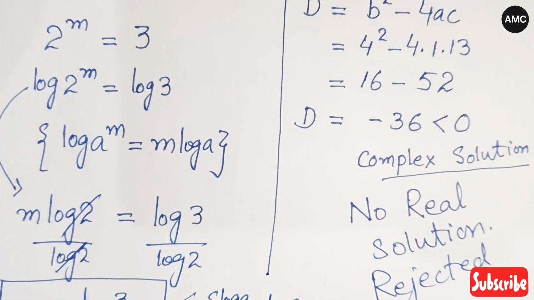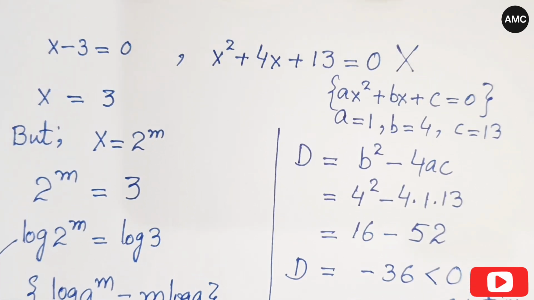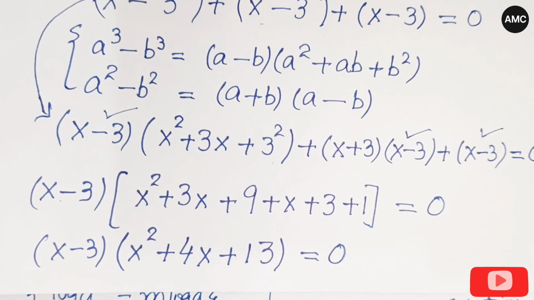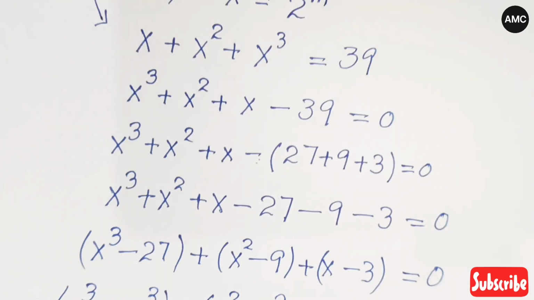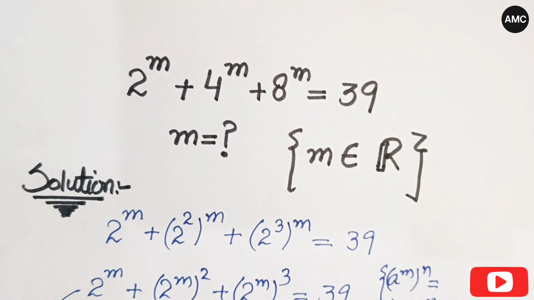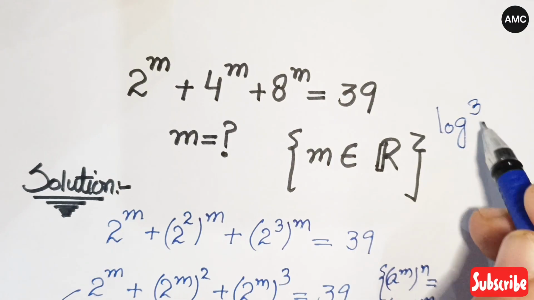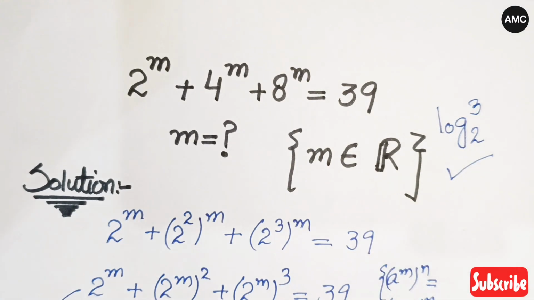So now we are going to check our entire solution here. The value of m is log 3 to base 2, which is a real value. Our final answer is that the value of m is log 3 to base 2.